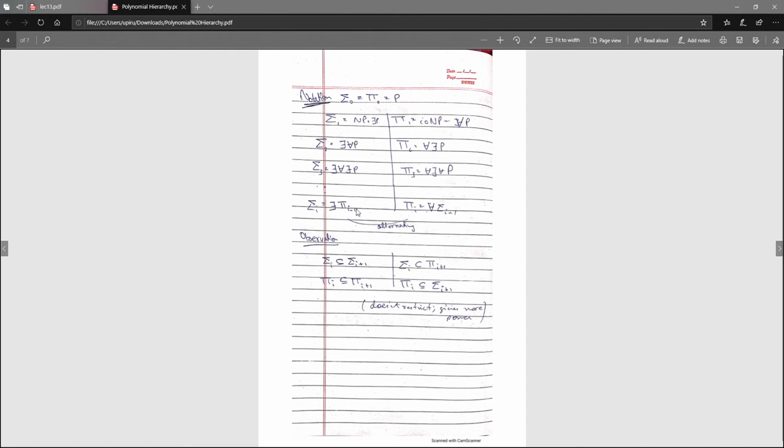What about those classes which have two same quantifiers in succession, like there exists, there exists, or it could be for all, for all? As it turns out, you can always collapse two same quantifiers together. You can collapse two existential quantifiers into one without changing the problem. Same goes with universal quantifiers as well.